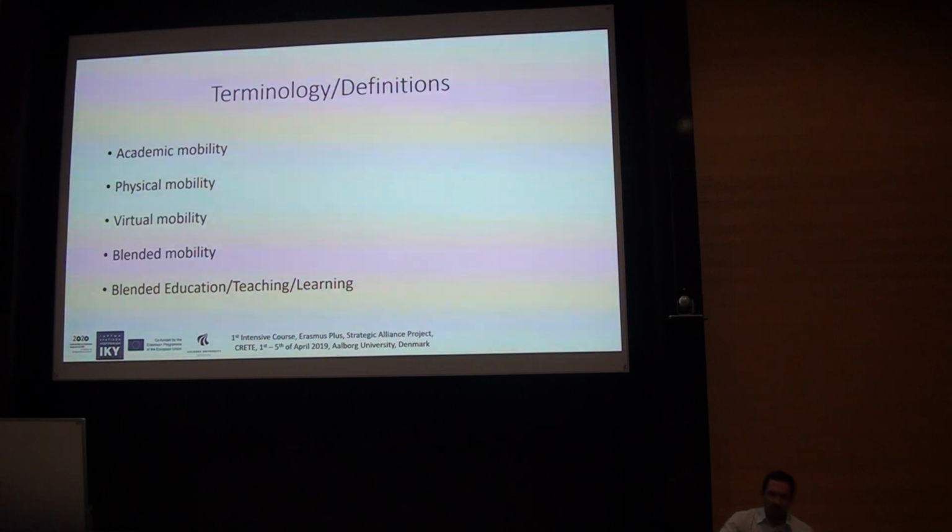So, physical mobility refers to students and teachers moving physically from one higher education institution to another for a period of time to study or to teach, depending on whether it's a student or a teacher. Virtual mobility refers to students or teachers from one institution teaching or learning in another institution without moving from their places, and it can be during a limited period of time, but it can also be available for all the studies of the student. So blended mobility, as I said before, is a combination of both of them.